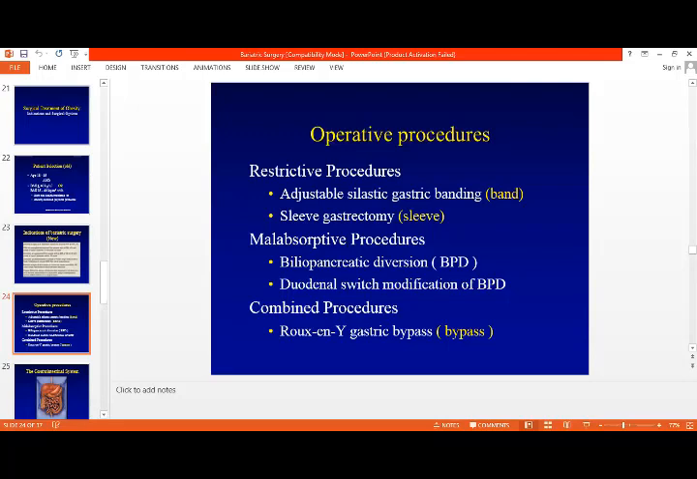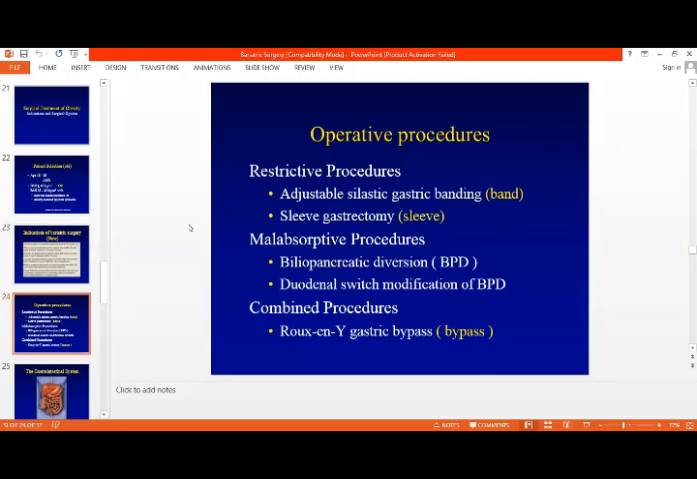This is biliopancreatic diversion, or there is some modification in which you switch the duodenum as well from the pylorus. This is called duodenal switch, a modification of biliopancreatic diversion. Or you can combine the procedure in which you reduce the size of the stomach and do a bypass as well to divert the food stream. This is the combination. So we call it band, bypass, and sleeve. These are the common procedures.